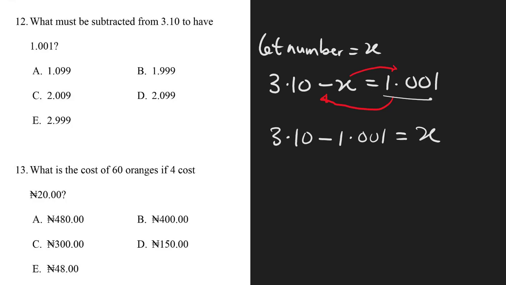So let's subtract it. In subtracting decimal numbers, you write 3.10. Then for this one, we'll write the point so that we'll not be confused. Then we have 1. Then after this point, we have 0, 0, and 1. Are we there? Whenever you're subtracting a decimal number, always balance the empty space with 0 to avoid confusion. So let's subtract it.